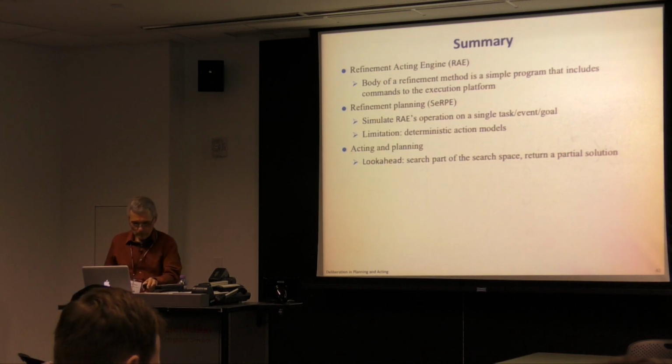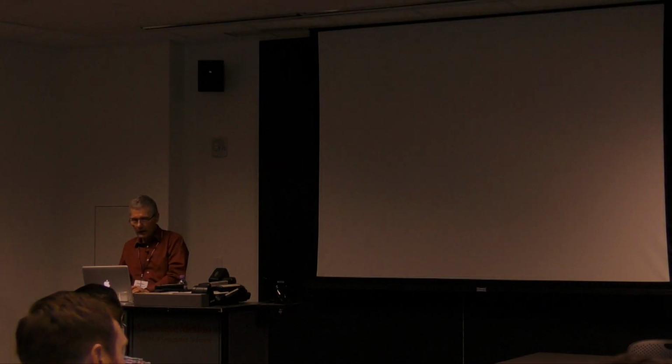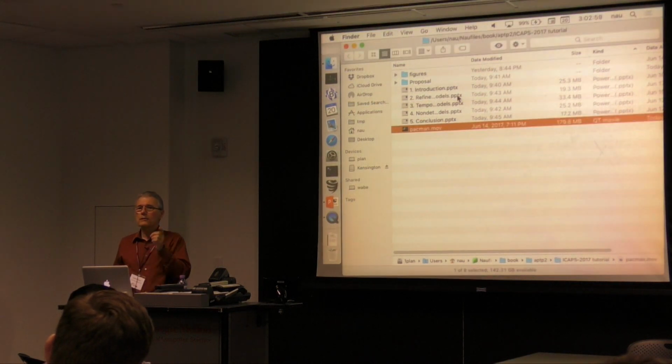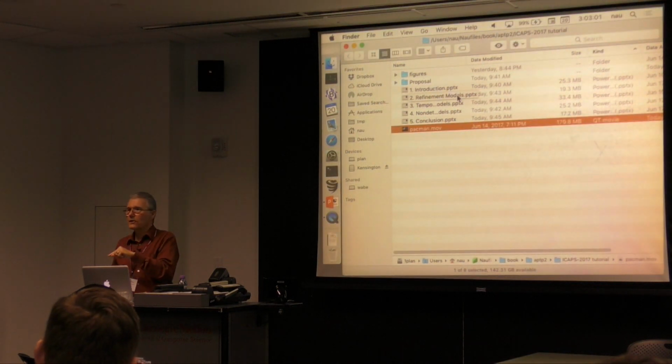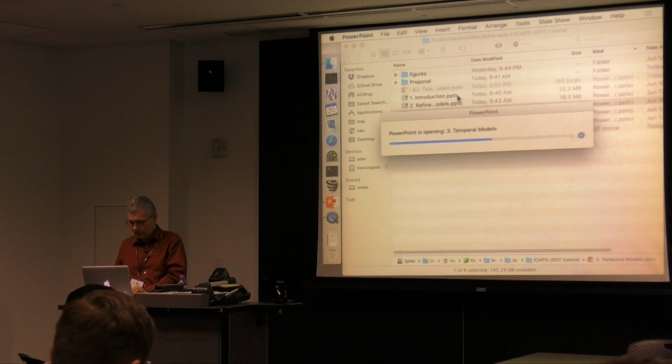All right. In that case, let's see. Yeah, I should have time to start the next part, and I'll get about halfway through it by 3:30 when the break is, so that we can then take the break and I'll come back and finish this part. And this part is on temporal models.